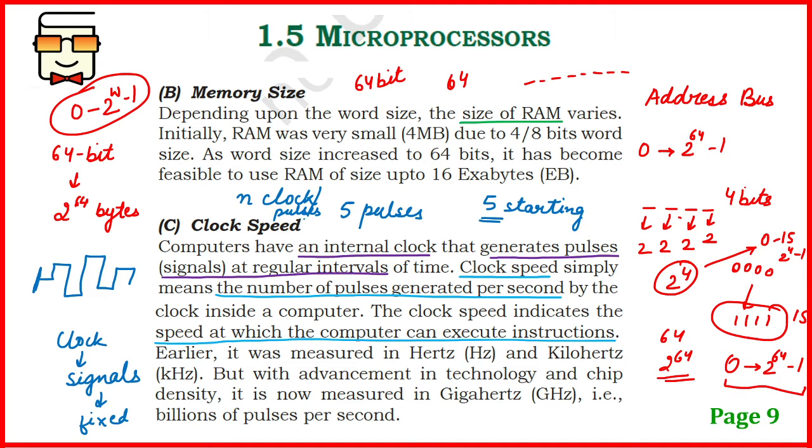So the faster the clock speed, the faster the execution of instructions by the CPU, and faster is the speed of the CPU. Okay, so that is why we say the clock speed is very important, because the speed at which the computer will execute instructions will depend upon the speed at which the clock pulses are generated. Because the CPU cannot begin from the middle of the pulse. It has to wait for the next clock pulse to start to execute the next instruction.